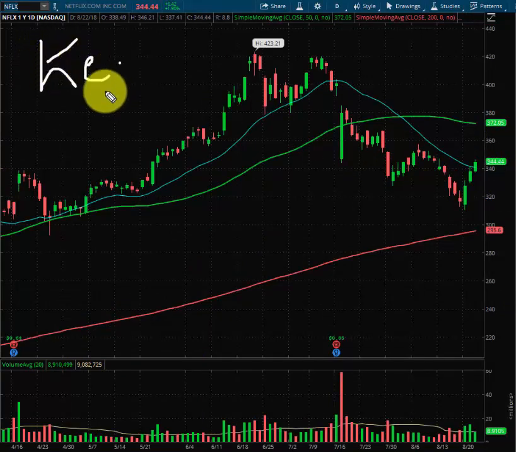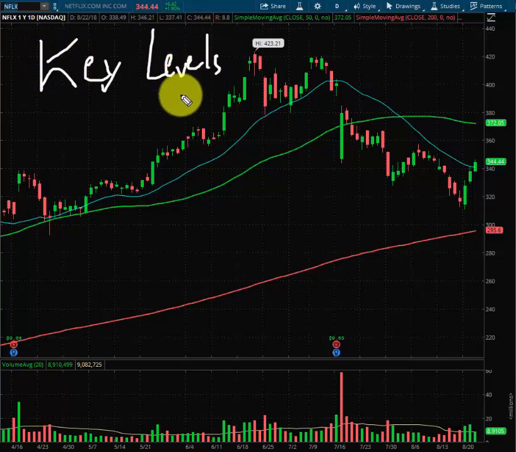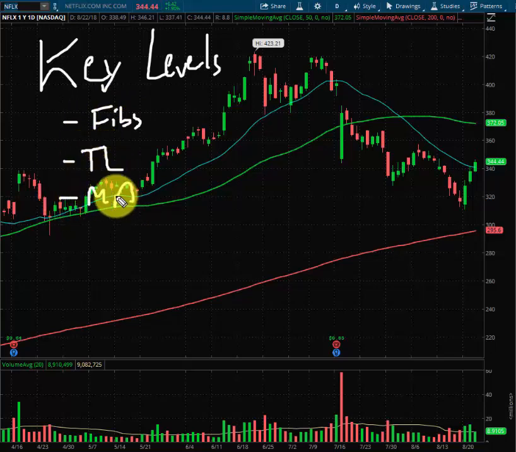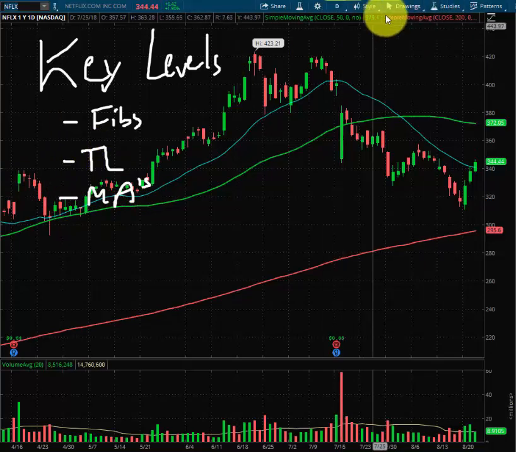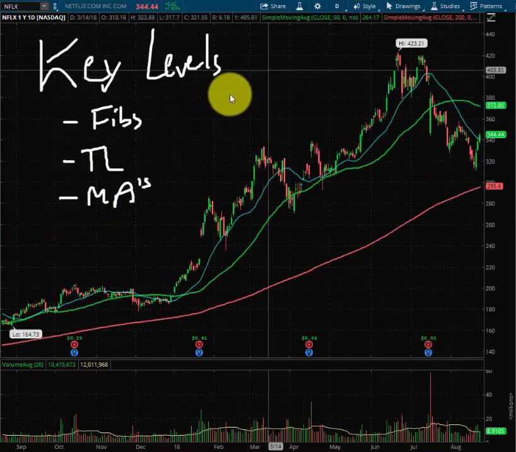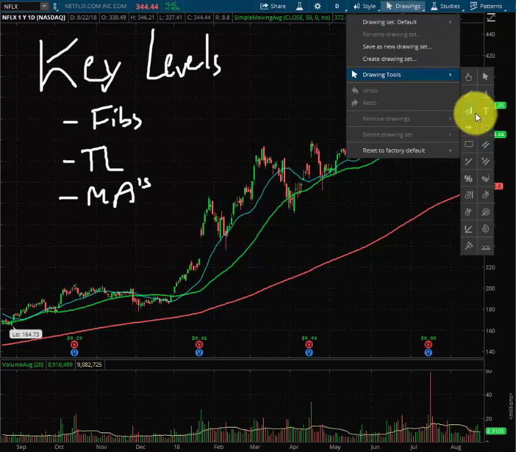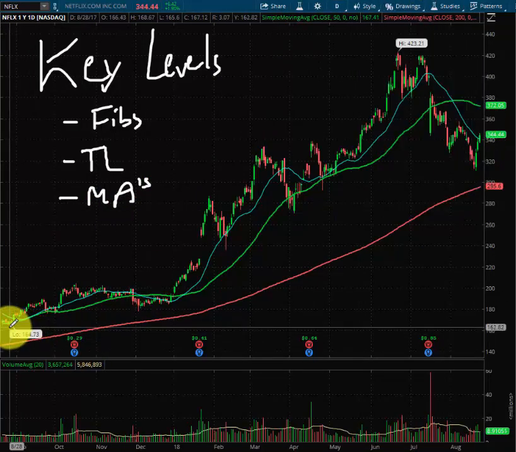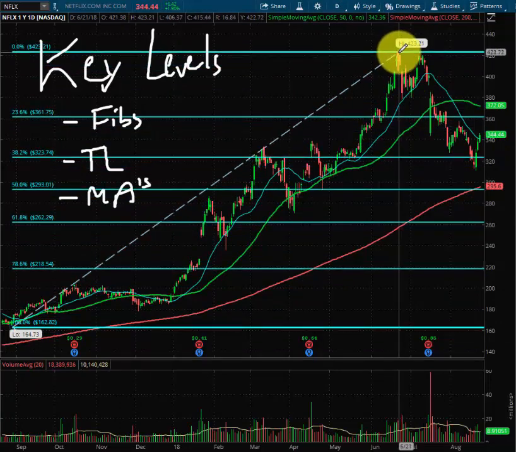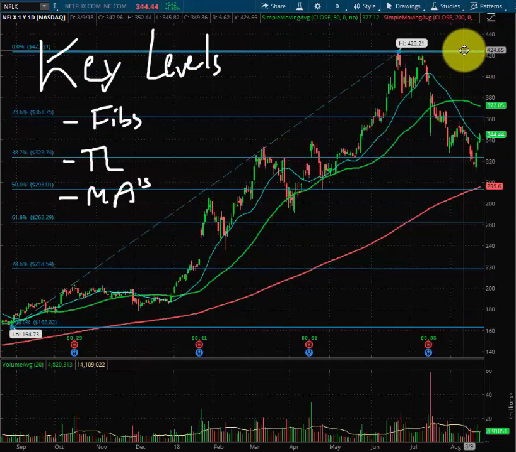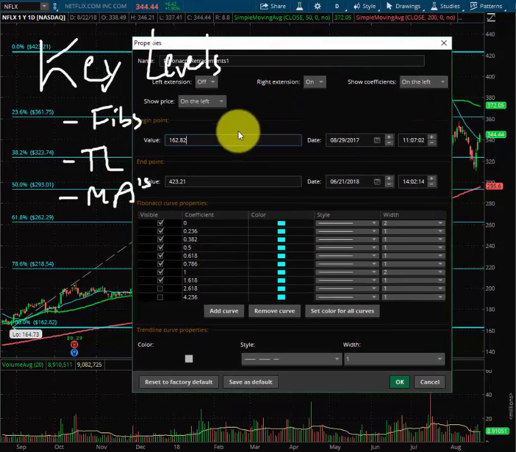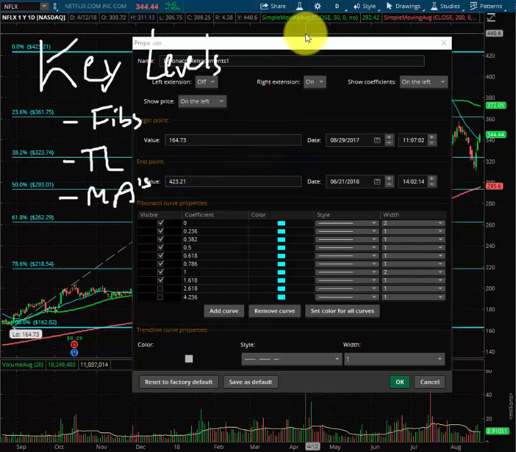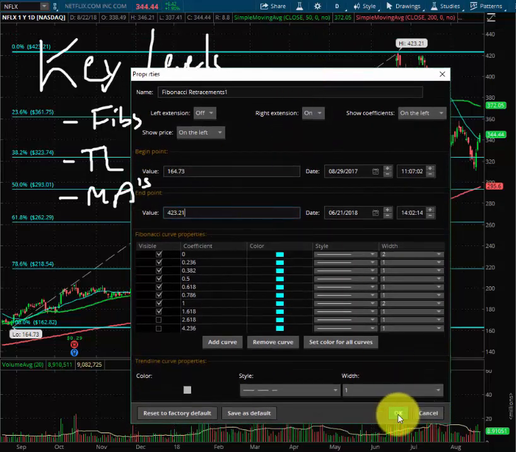Key levels. We're going to look at fibs. Okay, moving averages and trend lines. And I'm going to run through this one fast. So let's draw our fibs up. Left to right. In this case scenario, that is low to high. Notice I just draw them real fast and then I go and edit it so I can get the key levels down to the penny. So that's 164.73. Whew, did not get that one right the first click. And then 423.21. Nailed that one.